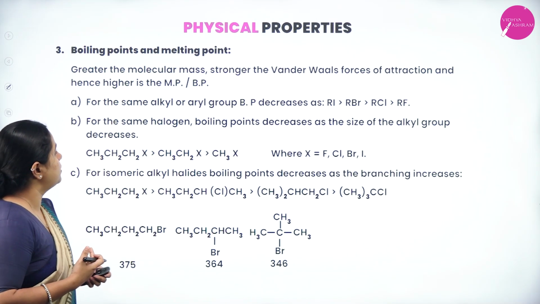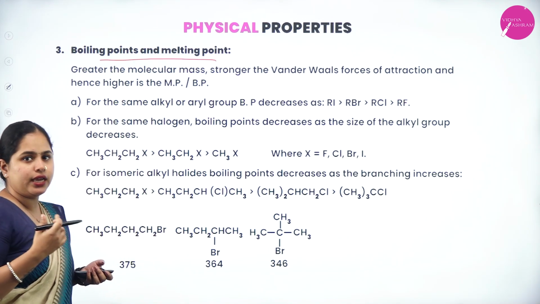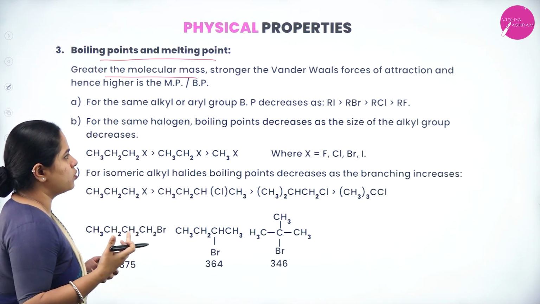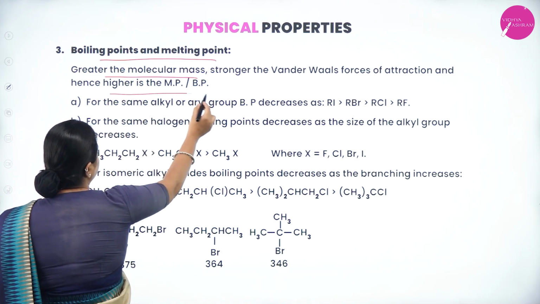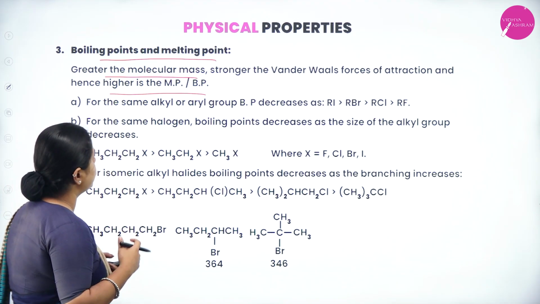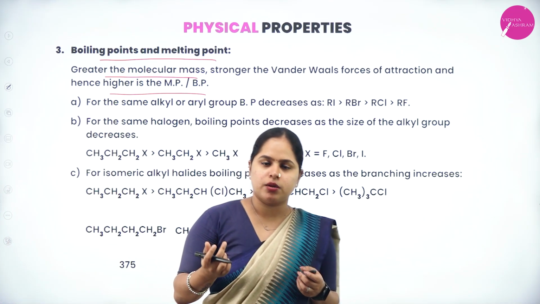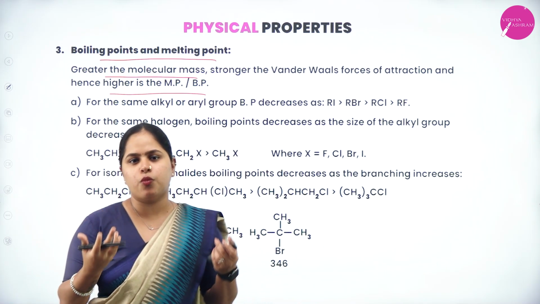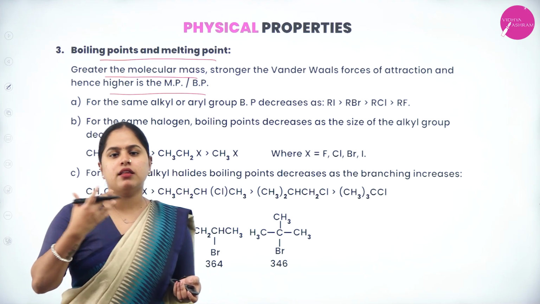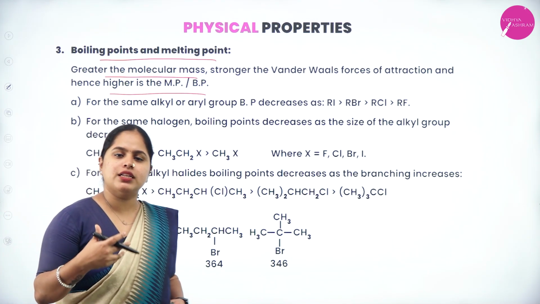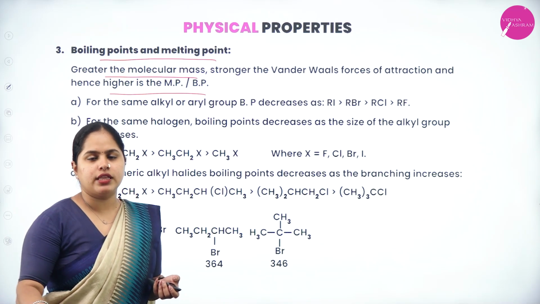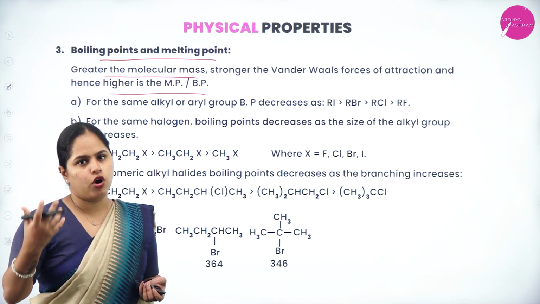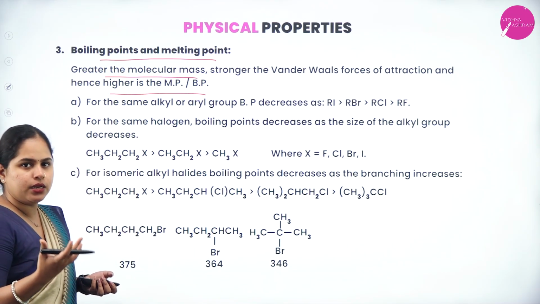Now moving on to the next one, boiling points and melting points. Greater the molecular mass, stronger will be the van der Waals force of attraction, hence higher will be the melting point and boiling point. So this is the first point, greater the molecular mass. As molecular mass increases, boiling point and melting point increase. How does molecular mass increase? Either the halogen's molecular mass can increase or else the number of carbon atoms increases. That means from methyl to ethyl, ethyl will have 2 carbon atoms, more molecular mass, hence more boiling point and melting point, right?